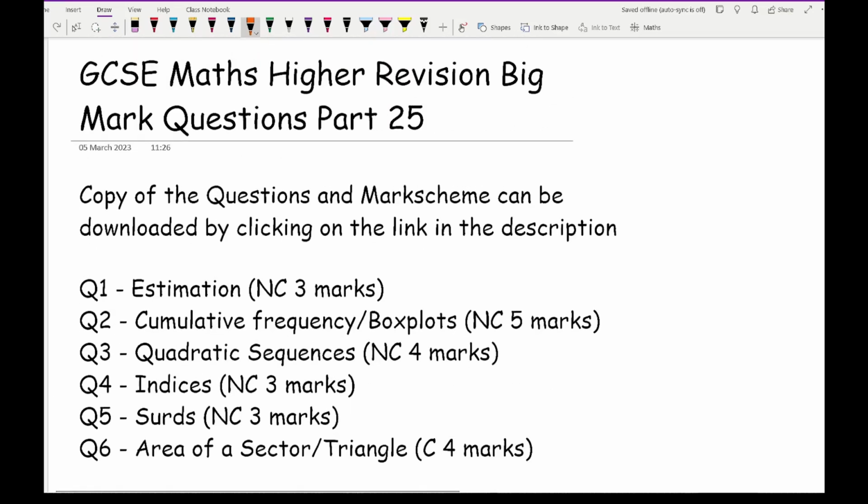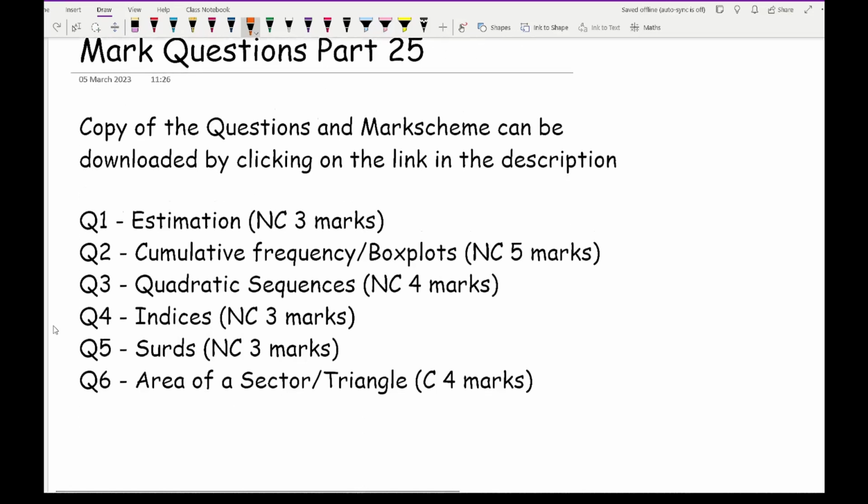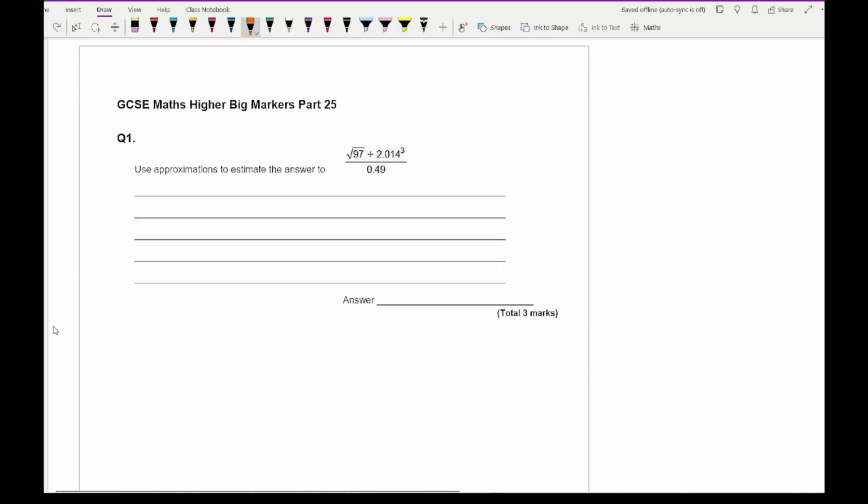Now, there is no classification as to whether the questions are non-calculator or calculator, so I've just made an educated guess as to which is which, but if you're ever unsure, always try and attempt to work out a question without using a calculator unless you desperately need to, or it would dramatically speed things up if you were to use a calculator, but always show your full working out. So let's get started on question 1.